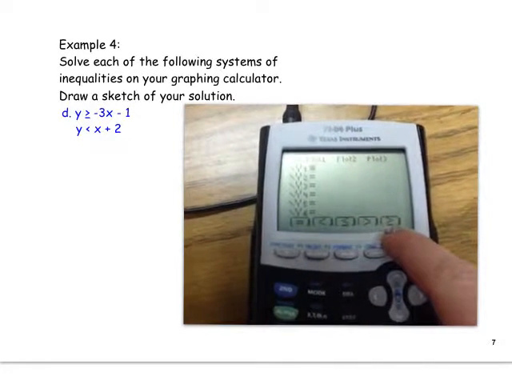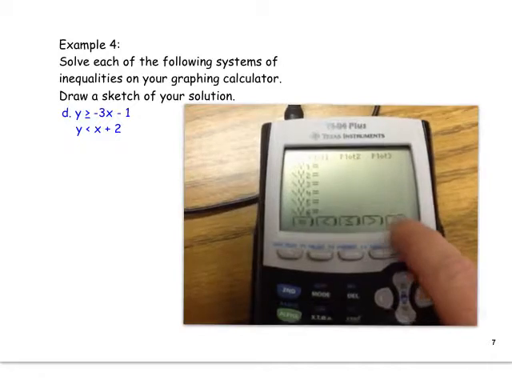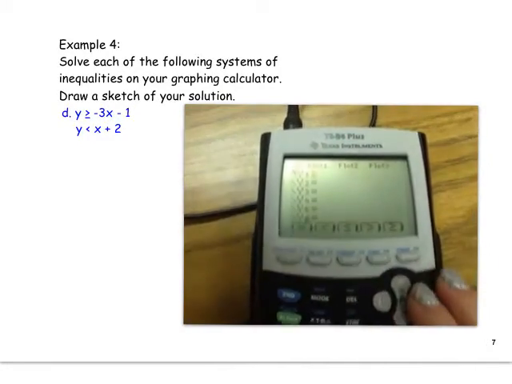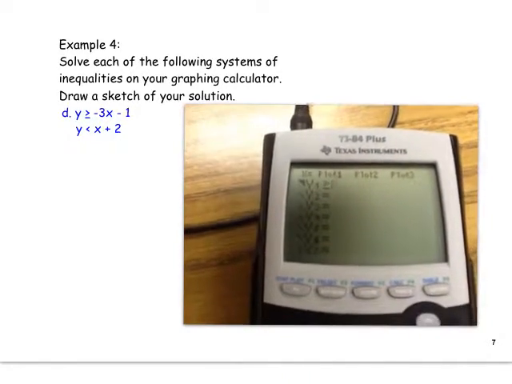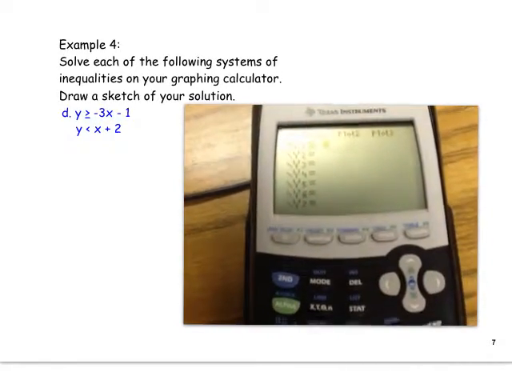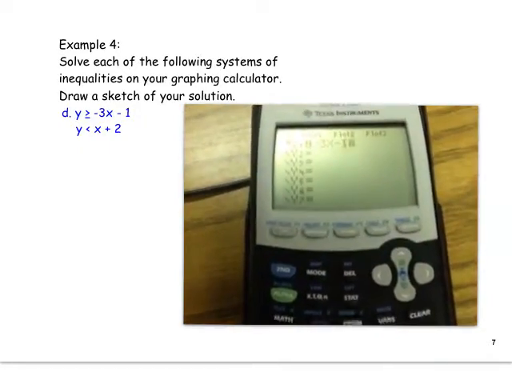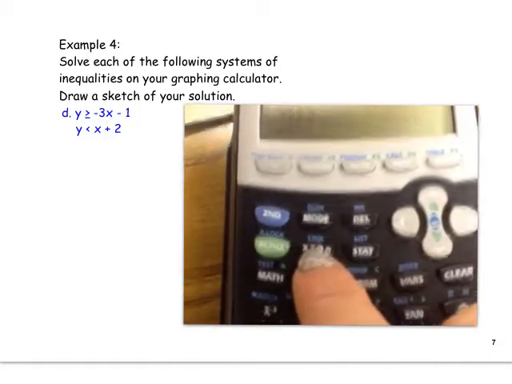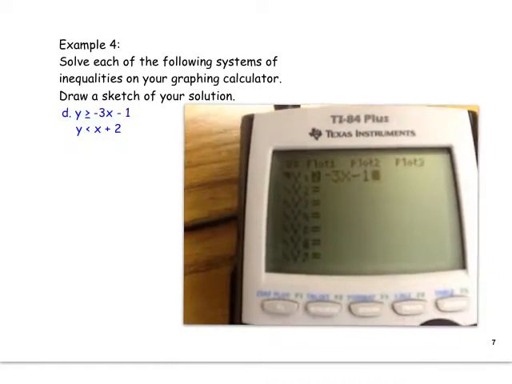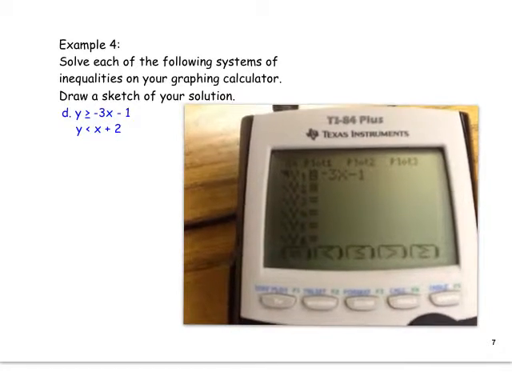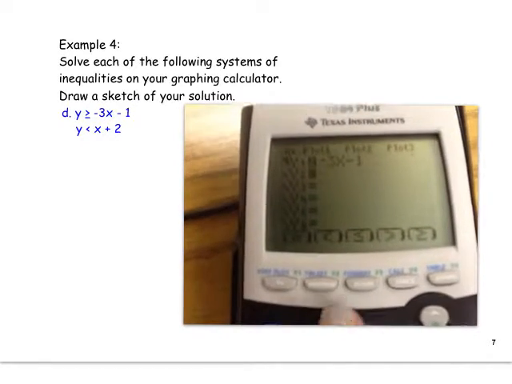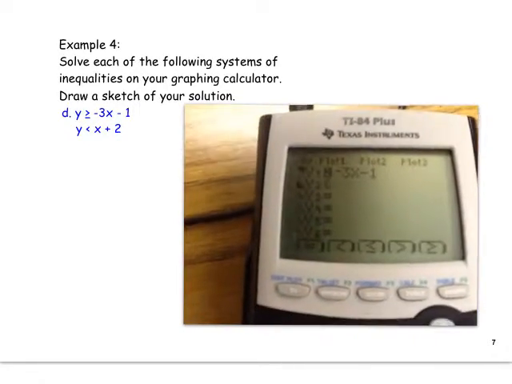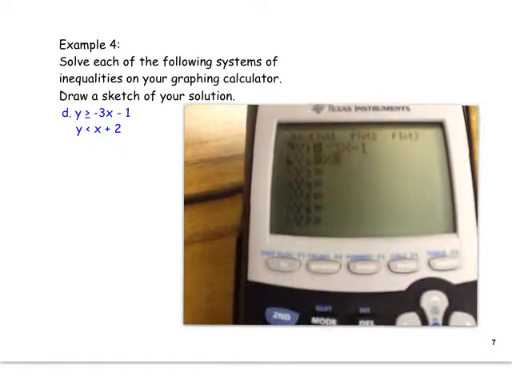Our first inequality uses the greater than or equal to symbol, so that is going to be alpha graph. So we touch alpha graph, it changes our symbol there. Right arrow, and I'm going to type in the -3x minus 1. Remember, the negative is from the bottom row. Our x is beside the alpha key, and we're going to type in -3x minus 1. Arrow down, highlight the equal sign. Now we want a less than symbol. That less than symbol is right above window, so touch alpha window, right arrow, and type in x plus 2.